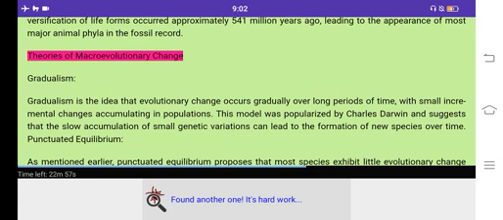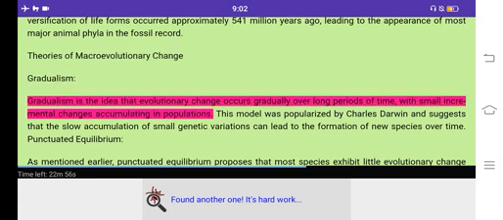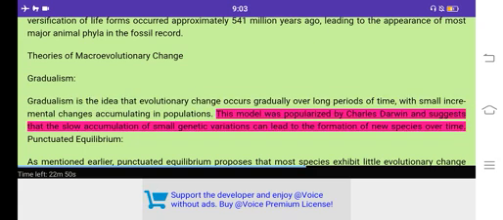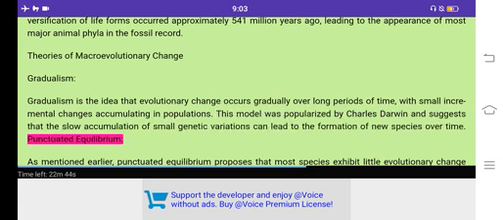Theories of macroevolutionary change. Gradualism. Gradualism is the idea that evolutionary change occurs gradually over long periods of time, with small incremental changes accumulating in populations. This model was popularized by Charles Darwin and suggests that the slow accumulation of small genetic variations can lead to the formation of new species over time. Punctuated equilibrium.